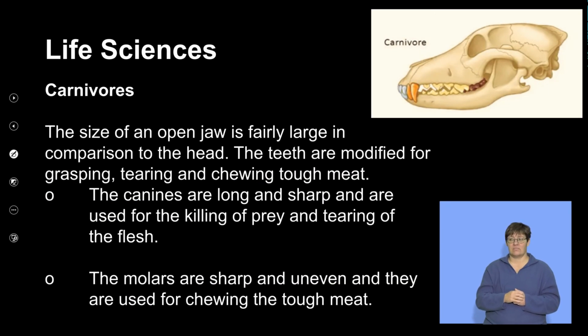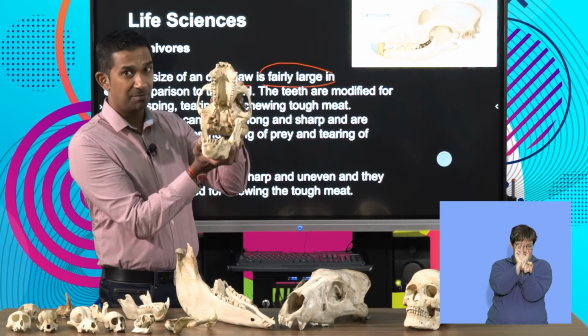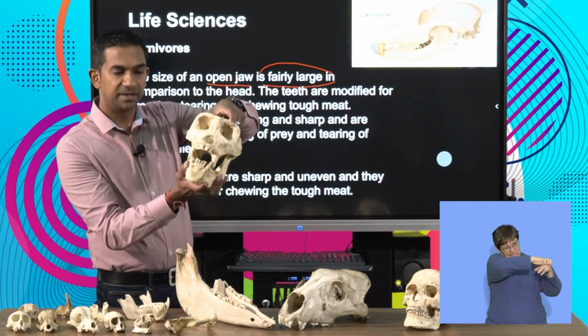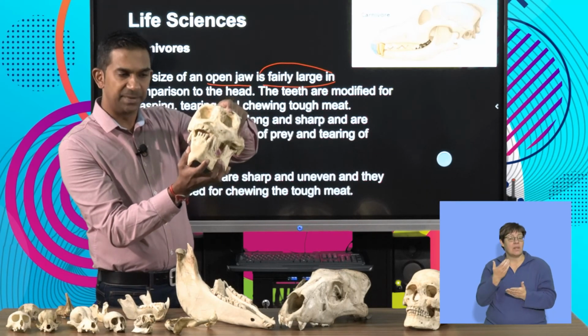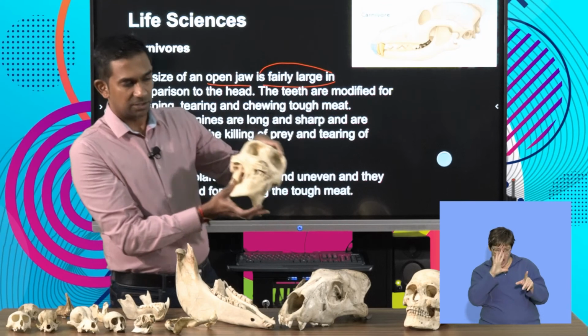We know that the size of an open jaw is fairly large. So if we were to compare how the jaw of a predator opens up, they have the ability to extend their jaw much larger, and that allows them to grab and grip onto their prey. And this ability allows for a greater size of prey to be consumed.